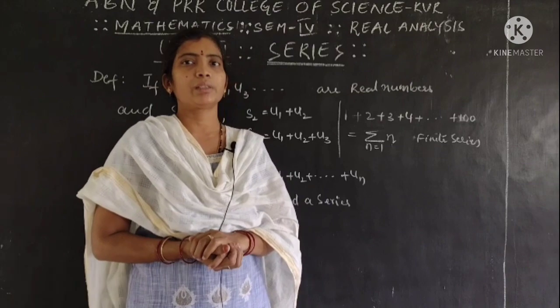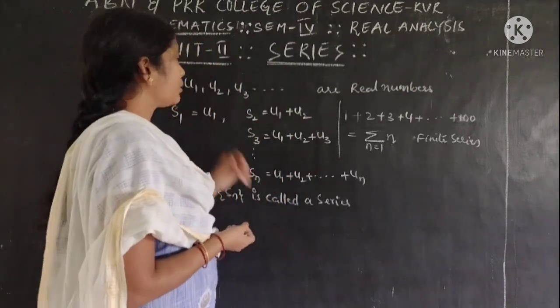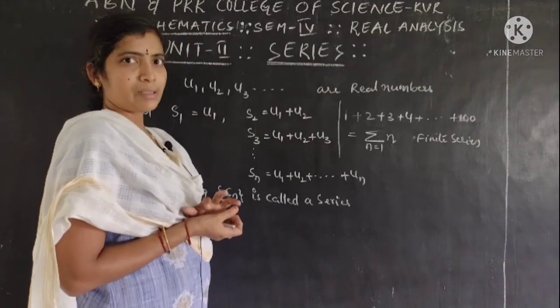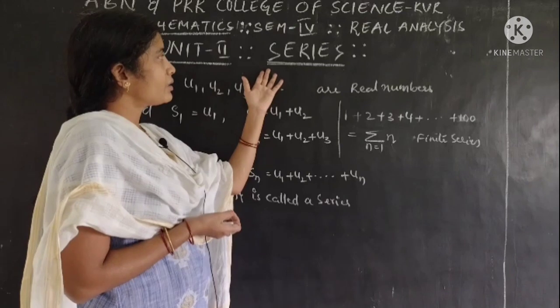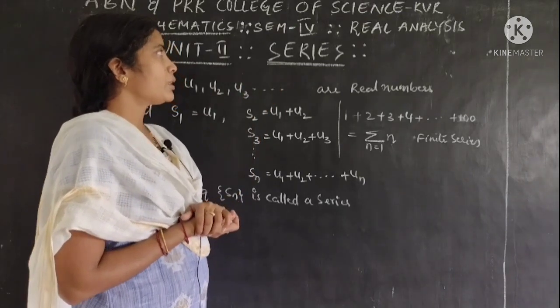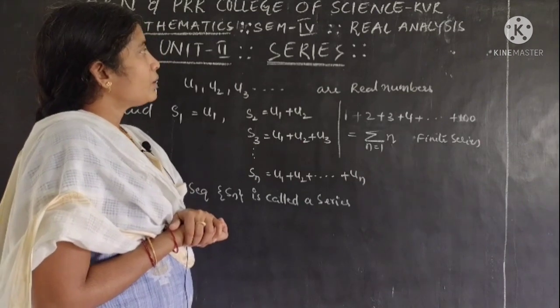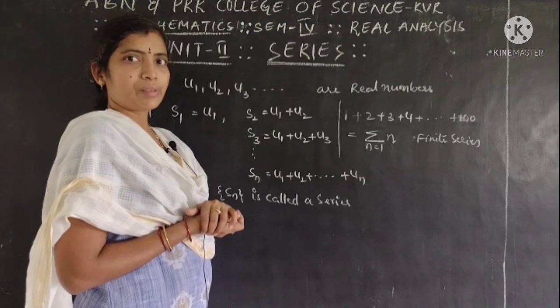Today we will discuss the concept of series regarding the unit 2 syllabus. In the last classes we discussed unit 1, that is sequences. Coming to the series, there are two kinds of series. Number 1 is finite and number 2 is infinite. Coming to our syllabus, there is only infinite series.